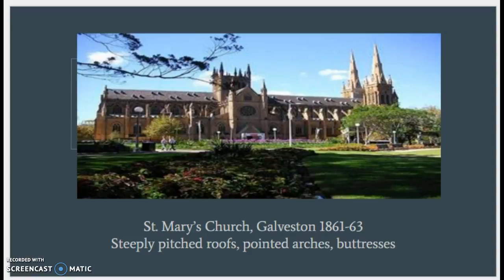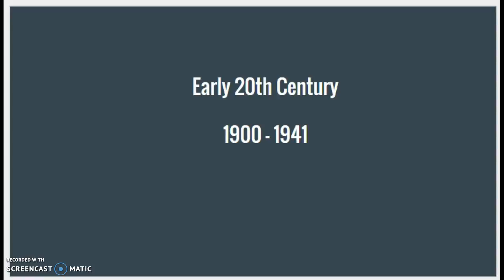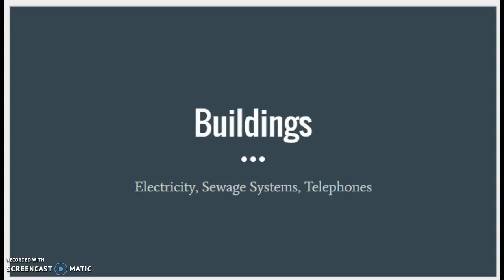This is St. Mary's Church in Galveston. It has the steeply pitched roof, pointed arches. Do all geometric shapes in buildings have a purpose? As we move towards the 20th century, homes changed. How is this reflected in homes with the Industrial Revolution, with the addition of electricity, sewage systems, telephones?